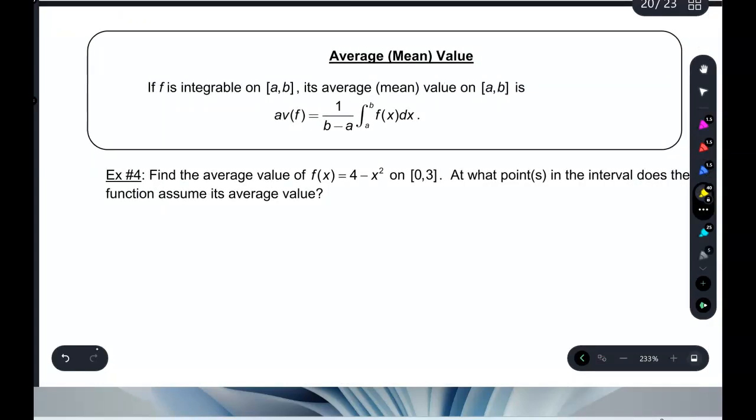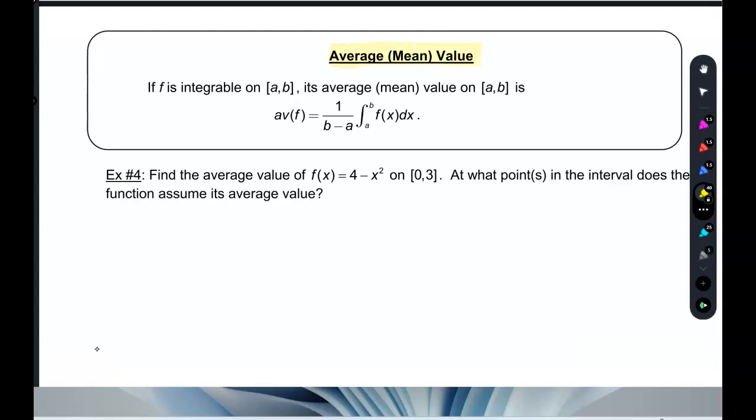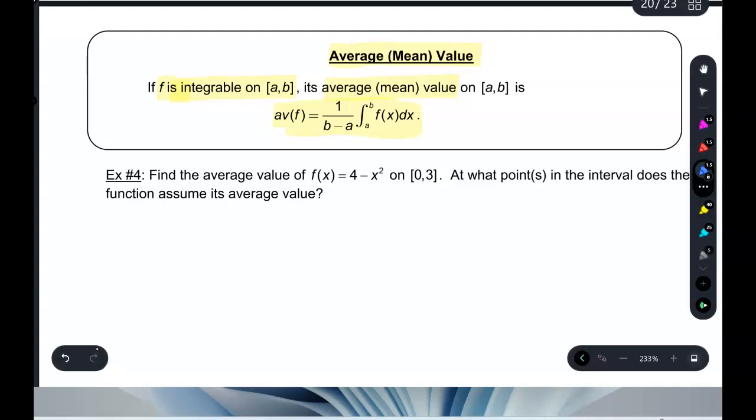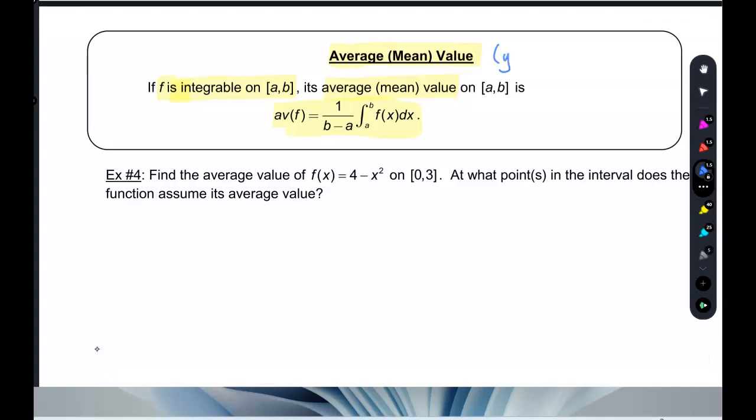Okay, average or mean value. If we have a function that is integrable over the closed interval from a to b, it has to be closed. The average or mean value is basically dividing the area under the curve by b minus a, or doing 1 over b minus a times the integral from a to b of f of x dx. Just keep in mind, when it says average value, we're talking about a y value.